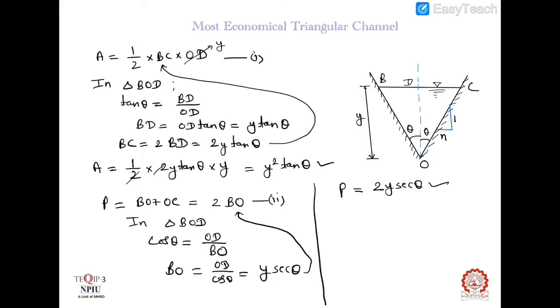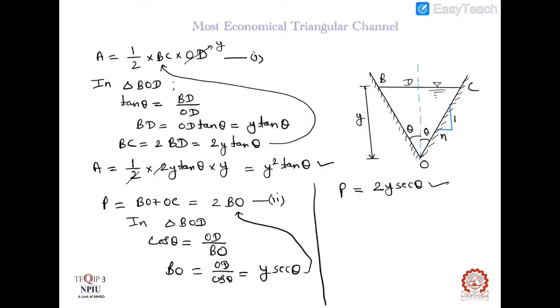Now our next step is we have to keep minimum perimeter for hydraulically efficient channel. So for that, we have to differentiate perimeter. Firstly, here we replace this y in terms of A. From this, A is equal to y square tan theta.